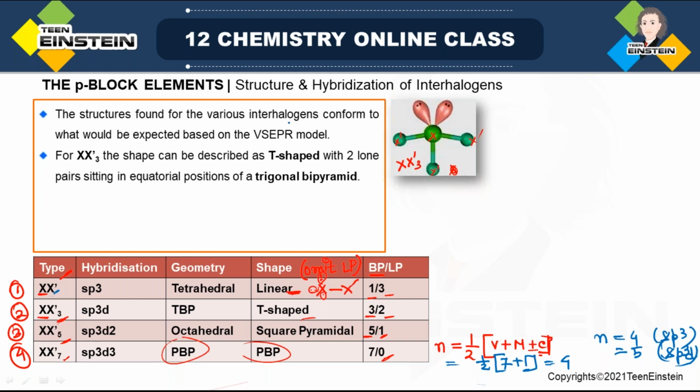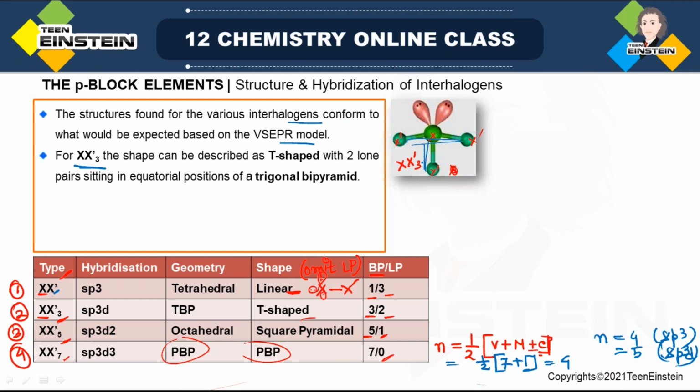The structures found for different interhalogens conform to what would be expected based on the VSEPR model that we have just discussed. So here we have taken this type X prime 3. The shape is T-shaped because if you just forget about the lone pair, what is the remaining shape? It is like T. So that is why it is T-shaped. And there are two lone pairs. So when you consider the two lone pairs, the actual structure will be trigonal bipyramidal. But without the lone pair, the structure will be simply T-shaped.